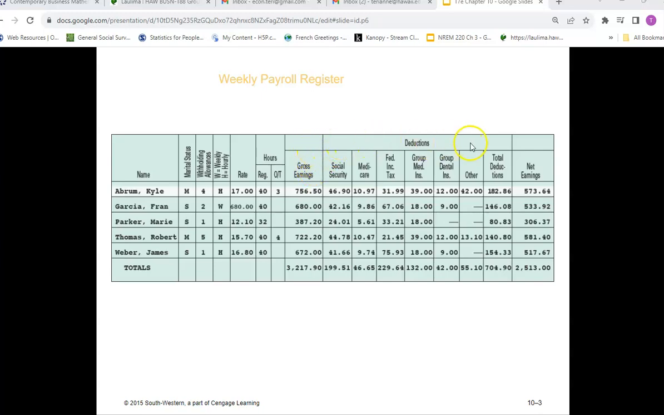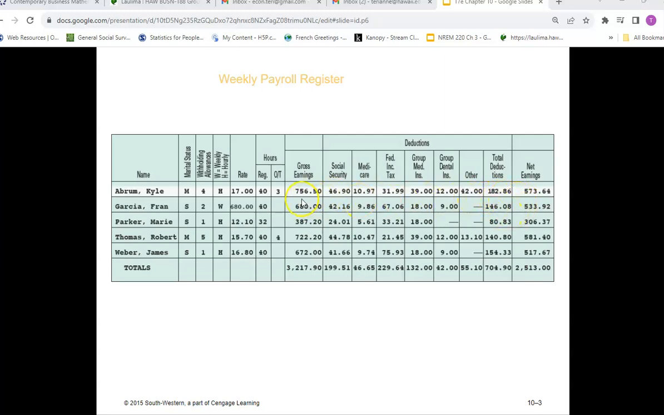And then here we have deductions. The first one is Social Security. The second is Medicare. We also have federal income tax, whether or not this person signed up for medical or dental, and any other deductions, maybe for retirement. Finally, there is a column for their total deductions, which is just a total of all of these deductions here. Their net pay, or net earnings, is their gross earnings minus all of the deductions.